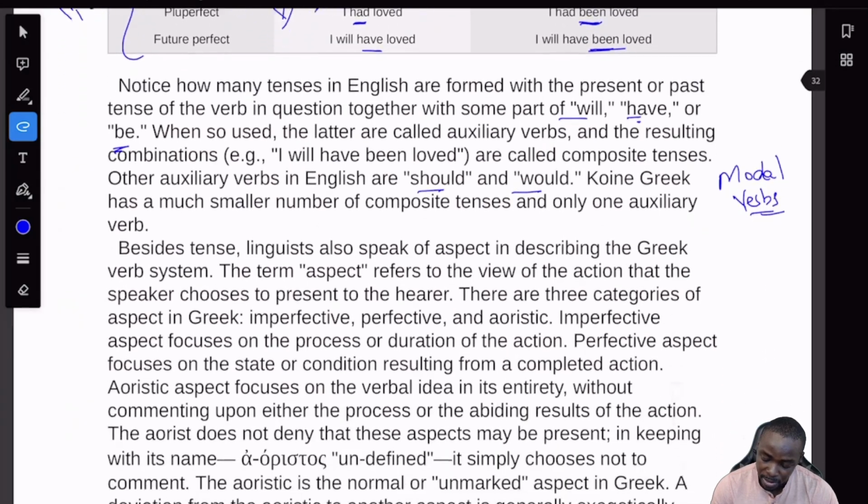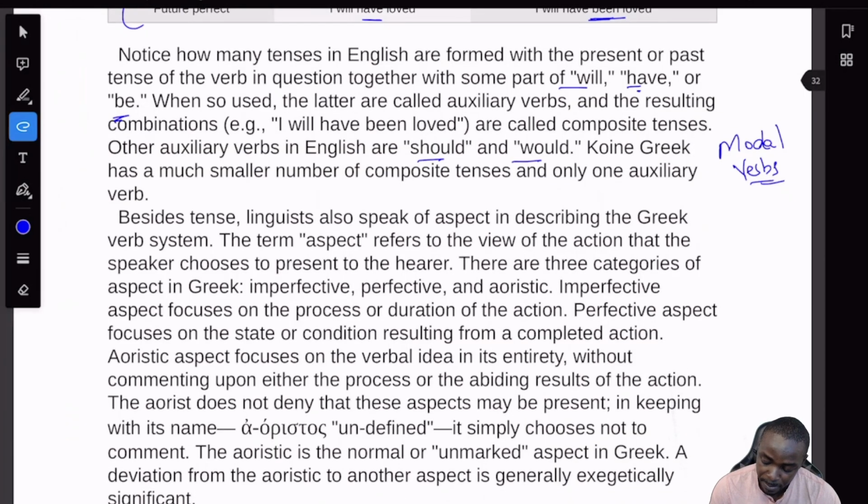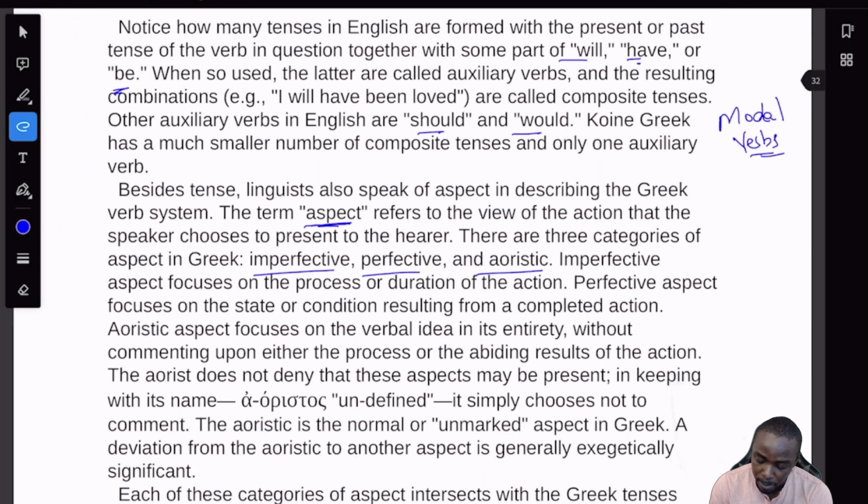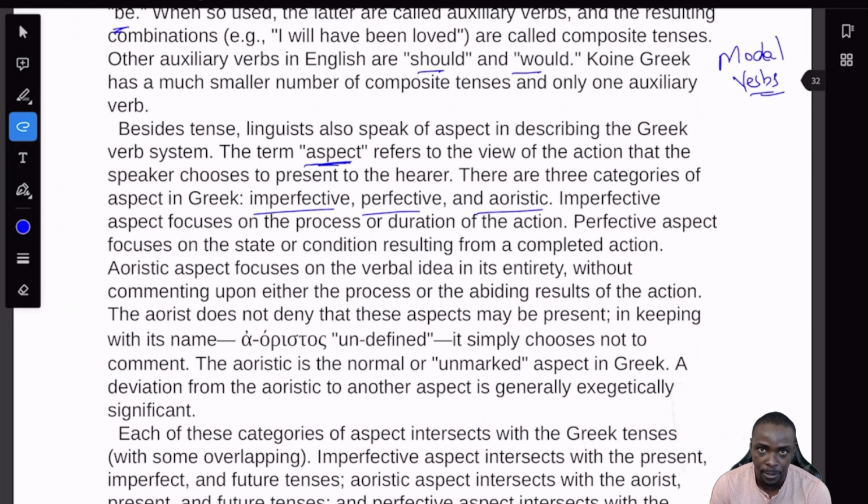Besides tenses, linguists also speak of aspect in describing the Greek verb system. So the term aspect here refers to the view of the action that the speaker chooses to present to the hearer. There are three categories of aspect in Greek. One, you have the imperfective, you have the perfective, and you have the aorist, right? So the imperfective aspect focuses on the process of duration of the action, right?